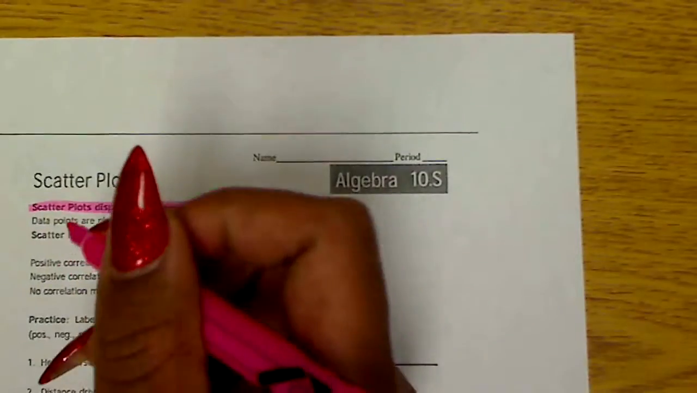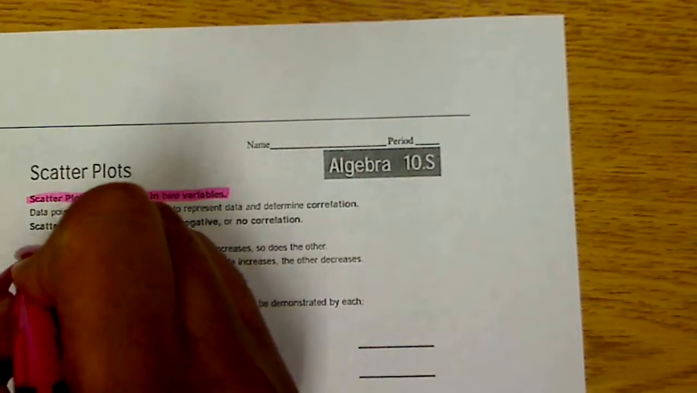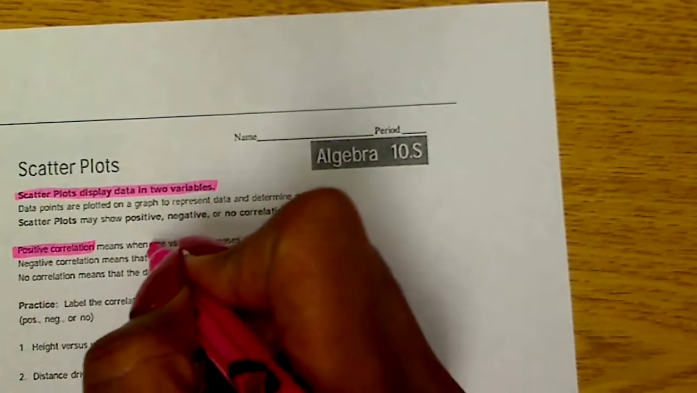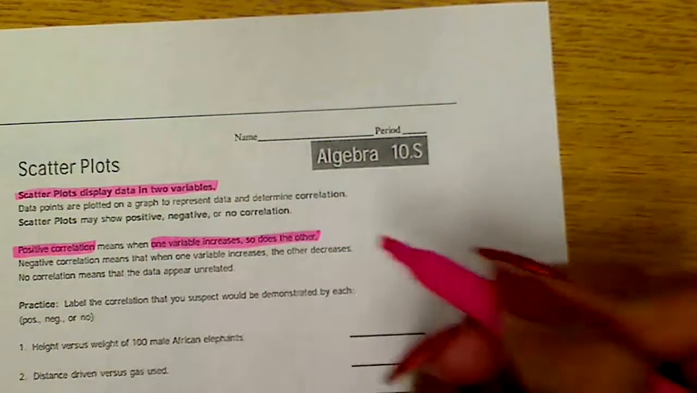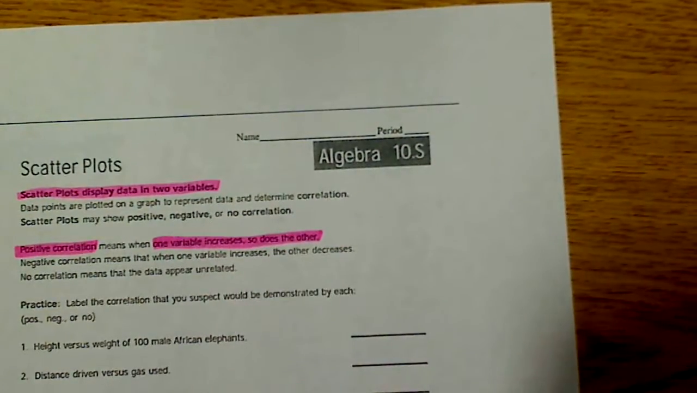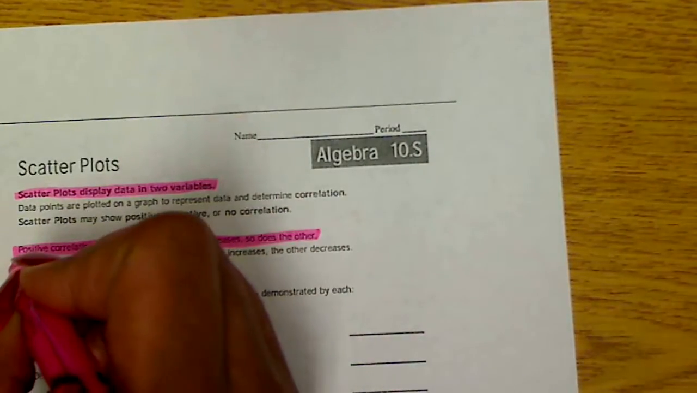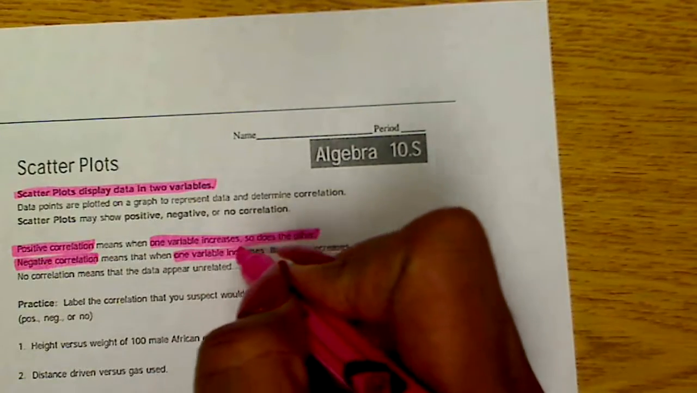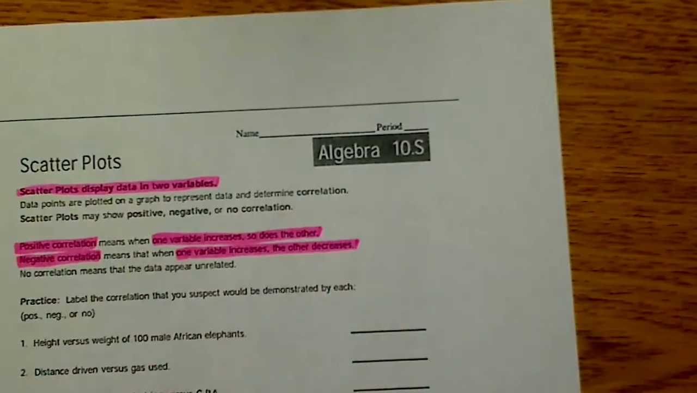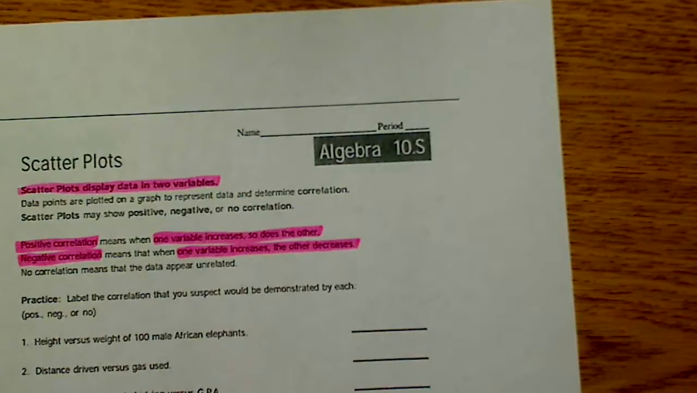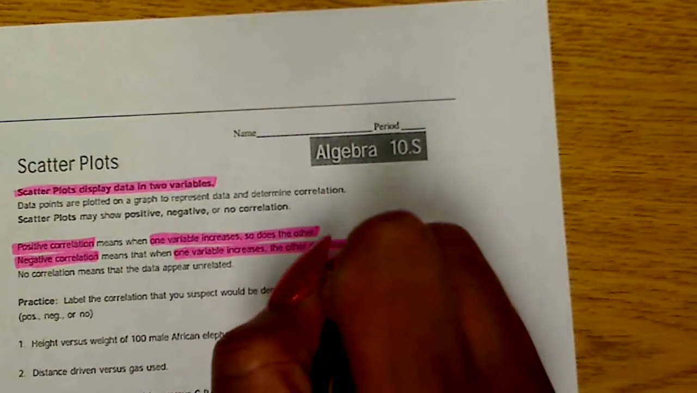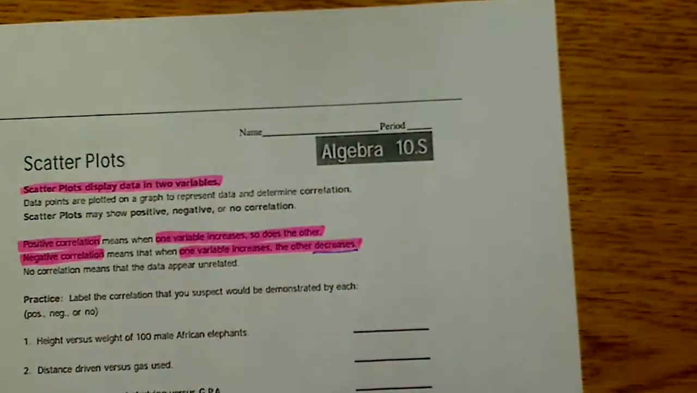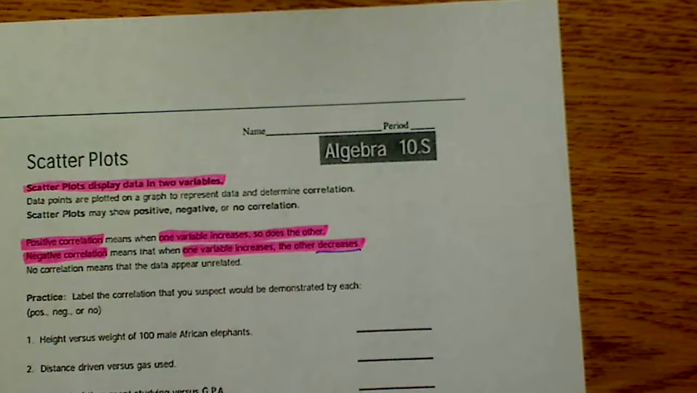So, positive correlation means that when one variable increases, so does the other. Negative correlation means that when one variable increases, the other decreases. I want you to underline the word decreases with your writing utensil. So positive is up and up.